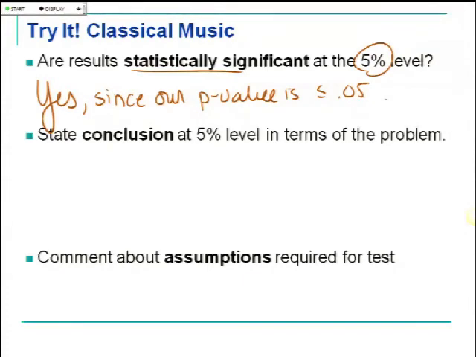State your conclusion at a 5% level. This is back in terms of the problem. So do we have enough evidence to support that researcher's claim? And that researcher's claim was that the population mean time to complete the maze while listening to classical music for high school students was significantly lower. Something along the lines, but it should be about your population.